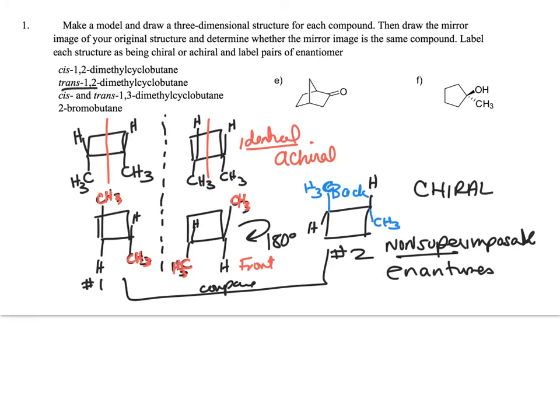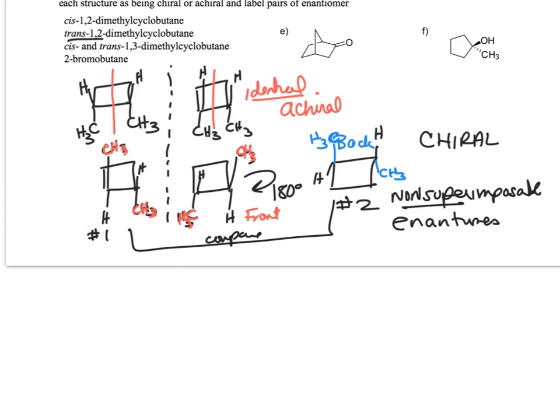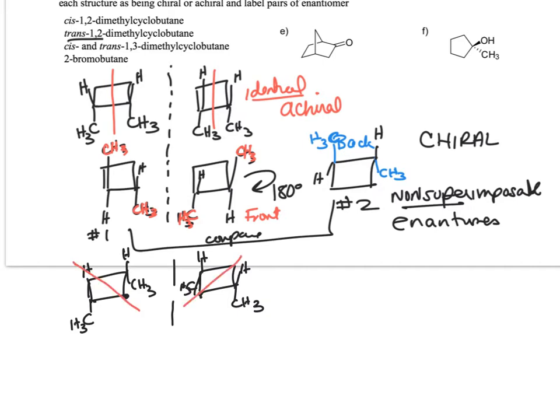Okay, the next one we have cis and trans. So let's do cis first. Now the connectivity is different here. This is on 1, 3. So here's the 1 and the 3. Draw the mirror image. Let that go down. And then this is here, and this would go down like this. And these also have a plane of symmetry. You can see that way. So these are achiral. They're identical.